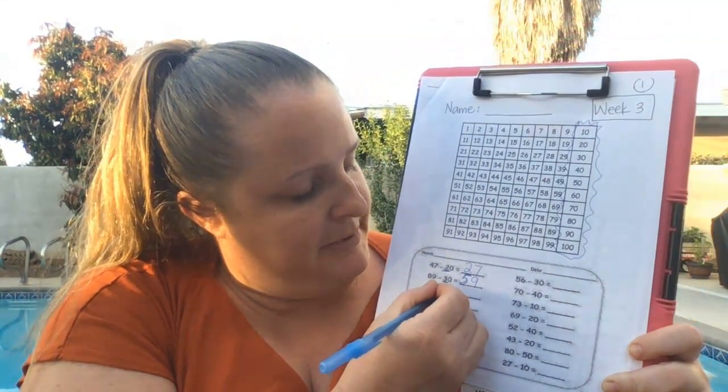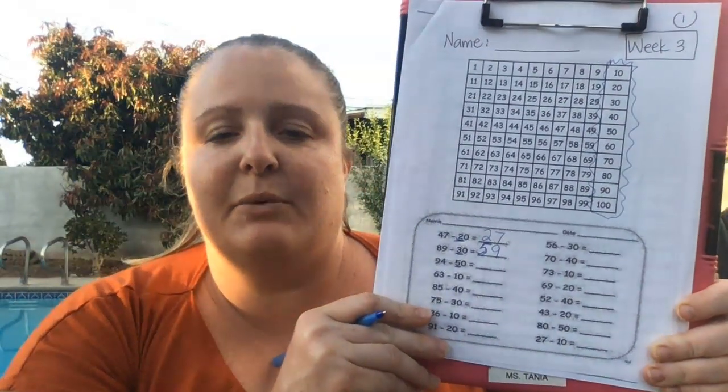All right, and then you have 94. So 94 minus 50, which means we're going to go backwards on the number line 5 times, okay? So find 94, which is here, and let's go backwards 5. 1, 2, 3, 4, 5. 44.